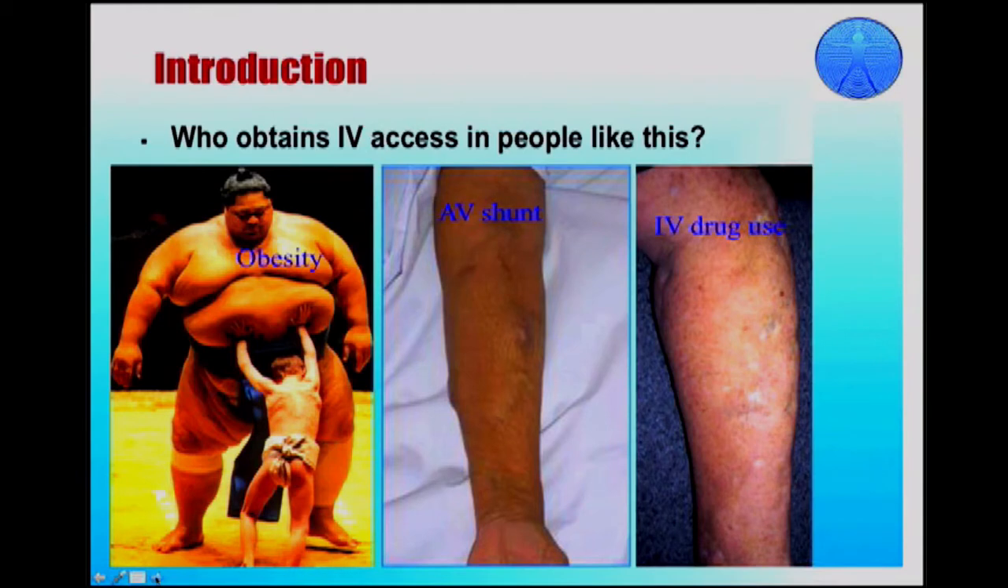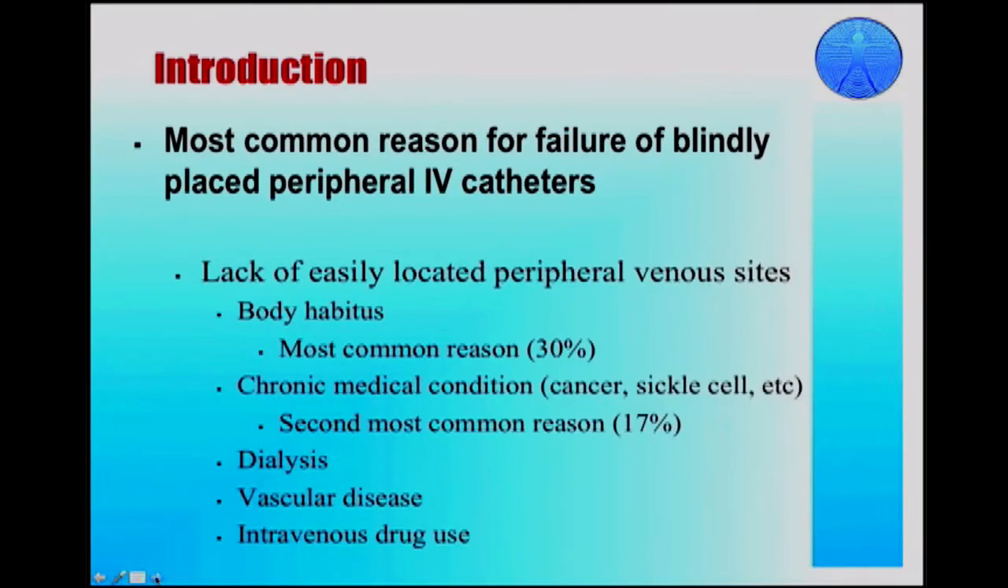We did a study looking at this a few years ago, and we found that body habitus was the most common reason why people failed at getting blind vascular access. But chronic medical conditions such as cancer or sickle cell came in a close second, and then dialysis, vascular disease, and IV drug abuse also contribute to this.